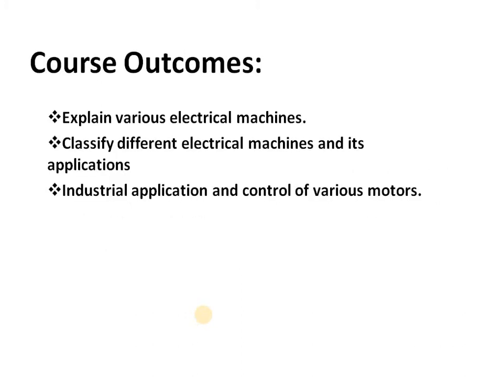Course outcome. What are the things students will be able to understand? Explain various electrical machines. Classify different electrical machines and their applications, and industrial application and control of various motors. Those are the things students will be able to understand and justify the course objectives.